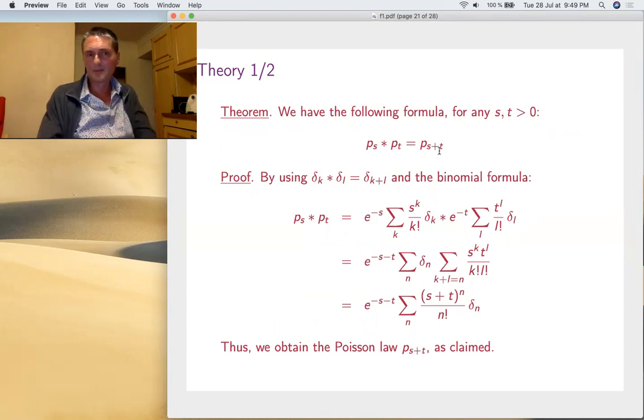In probability, this means that if two variables are independent, Poisson of s and Poisson of t, the sum is Poisson of s plus t. But it's better, as I was telling you always, we're trying to have this point of view a bit abstract, so formulate things like this. So why? Well, you convolve, the convolution of Dirac masses is just this. So you get a sum, and then here you use your binomial formula. That's it. Very good.